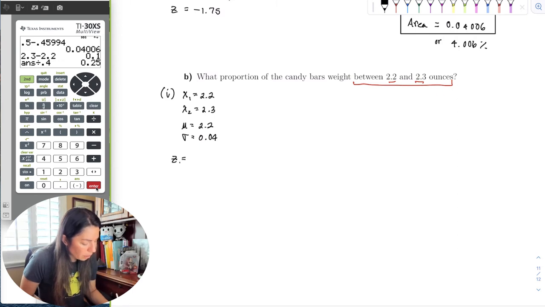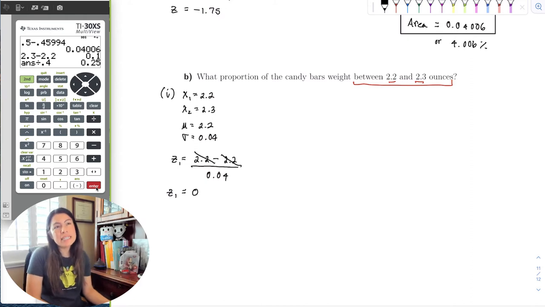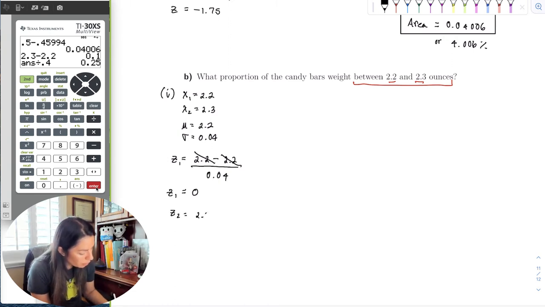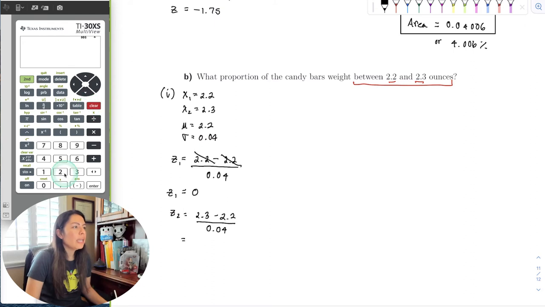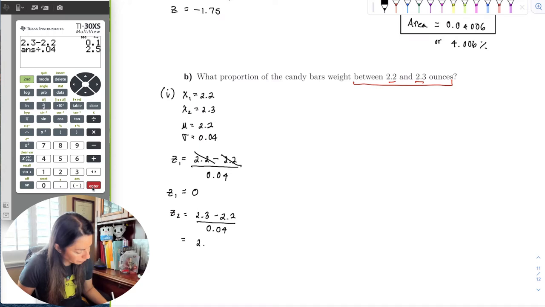All right, so the first z score, you'll see that the numerator is the observed value minus the mean, which is 2.2, over 0.04. Notice that these cancel, that's 0, and so this z-score is equal to 0, which makes sense because the first value is the mean itself. The z-sub-2 will be 2.3 minus 2.2, divided by 0.04. If we do this in the calculator, we get 2.3 minus 2.2, and then divide that by 0.04. So we get 2.5.